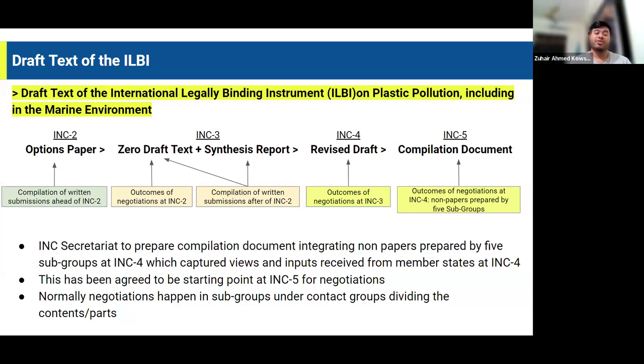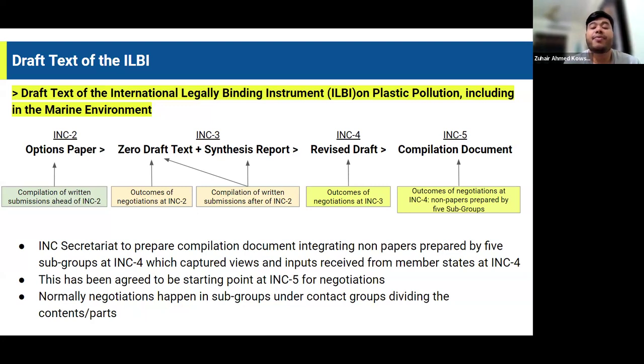For a treaty, to reach the final draft, a lot of drafts are compiled and negotiated before reaching the final consensus or final decision. So far, we started from the options paper at INC2, which compiled all the written submissions before INC2, and then these options papers were negotiated at INC2. Whatever outcomes we had at INC2 transformed this options paper into the zero draft text, with another document called the synthesis report. The synthesis report compiled all the elements that were not discussed at INC2. The zero draft and synthesis report were merged along with the views received at INC3 and compiled into the revised draft text that was negotiated at INC4.